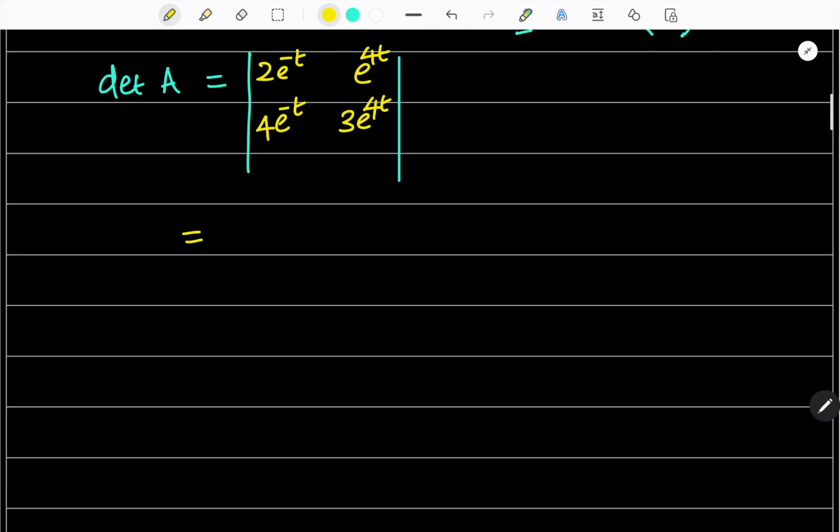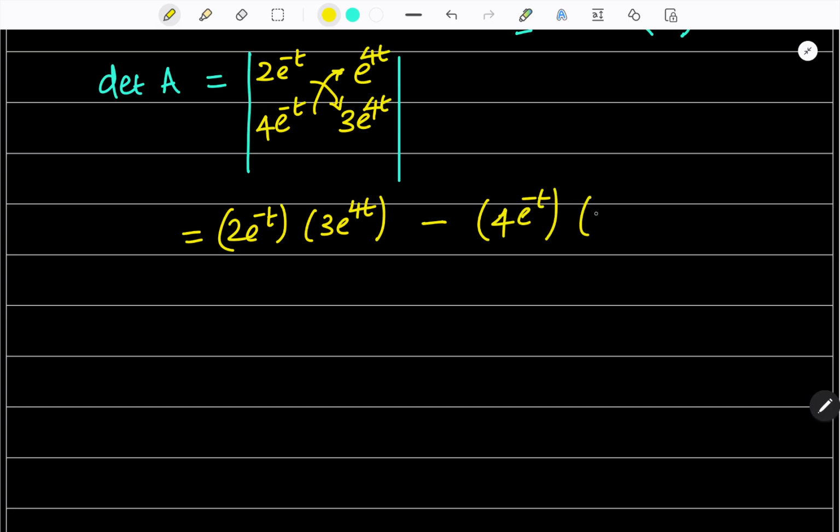So how are we going to evaluate? Just multiply this 2 and this 2, with a negative sign. 2 e power minus t, 3 e power 4t, and then minus 4 e power minus t and e power 4t. So this equals 2 into 3 is 6, and e power minus t, e power 4t. Let me explain one more step, no problem. Minus 4 times e power minus t and e power 4t.